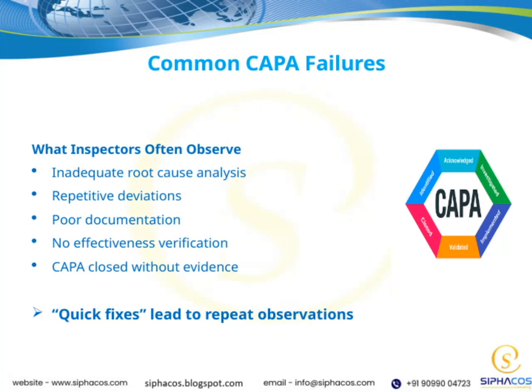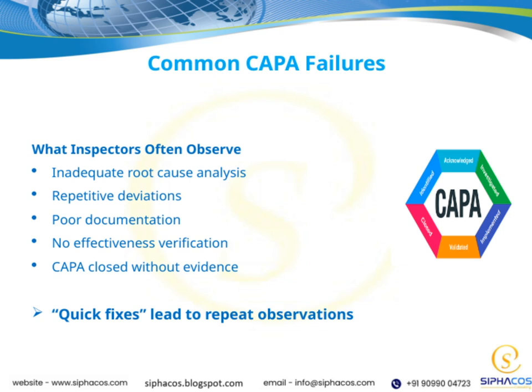Now, let's take a look at some common observations that inspectors often make during their reviews. One key issue is inadequate root cause analysis. When the root cause isn't thoroughly identified, the corrective actions may only be temporary, leading to recurring problems. Another frequent observation is repetitive deviations. This indicates that previous issues haven't been effectively resolved, and the same problems keep coming back. It's a clear sign that the corrective actions need to be more robust.